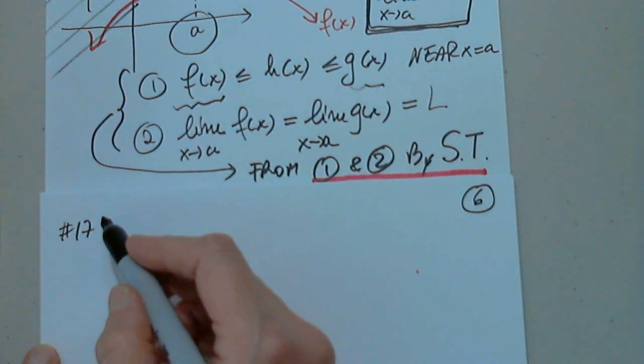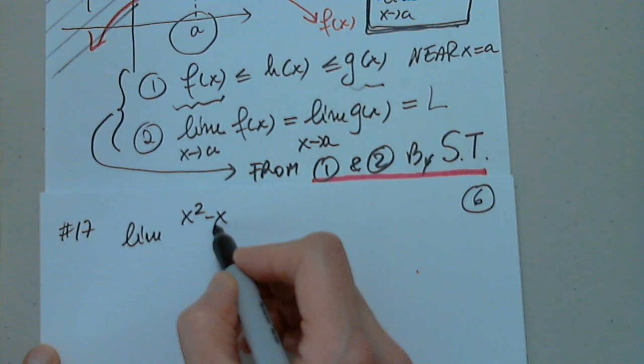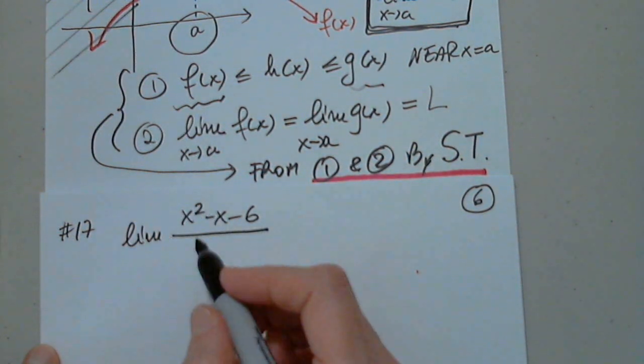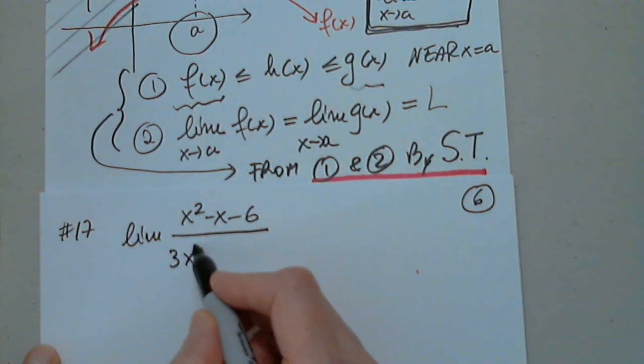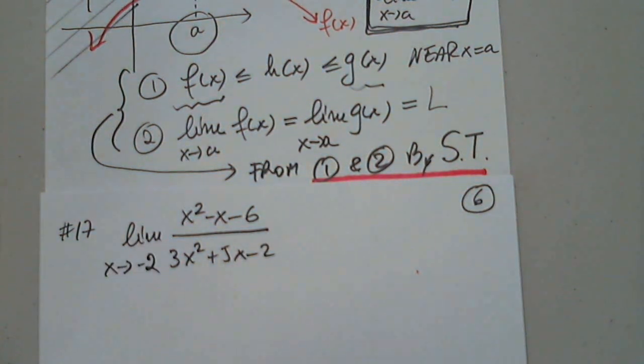So 17 says limit. And the top is x squared minus x minus 6. Very good. And the denominator is 3x squared plus 5x minus 2 when x approaches negative 2. Awesome. Good pick.